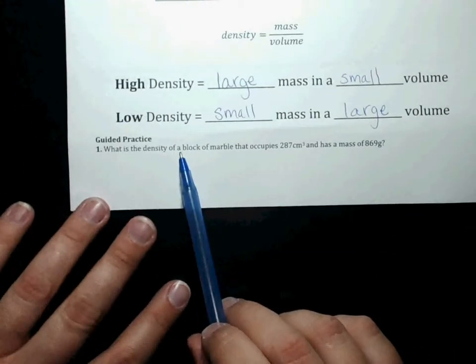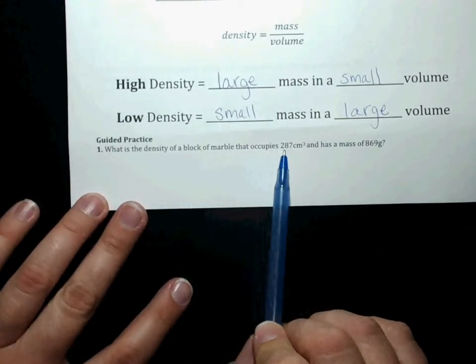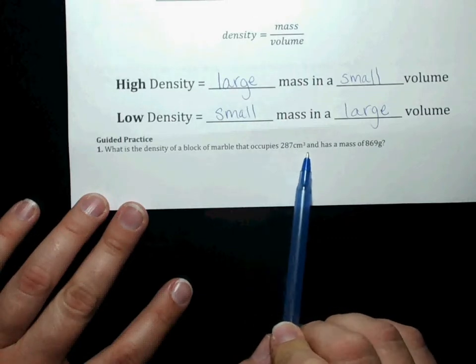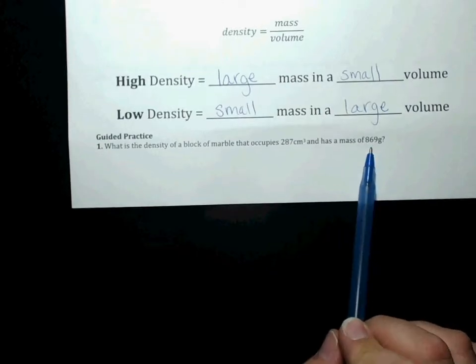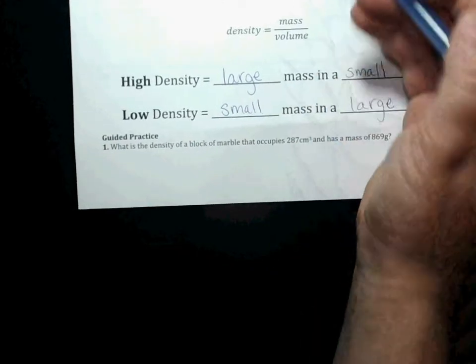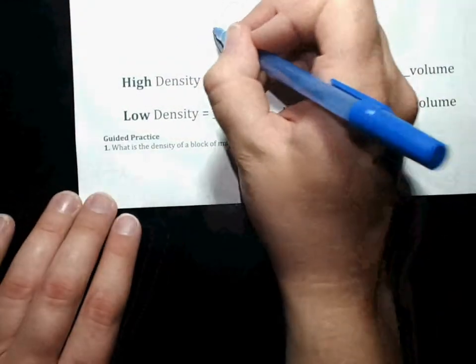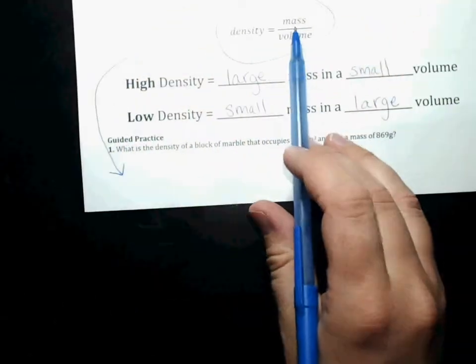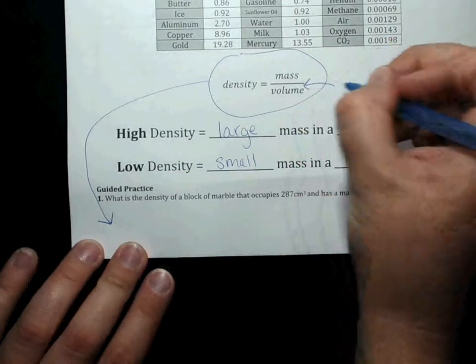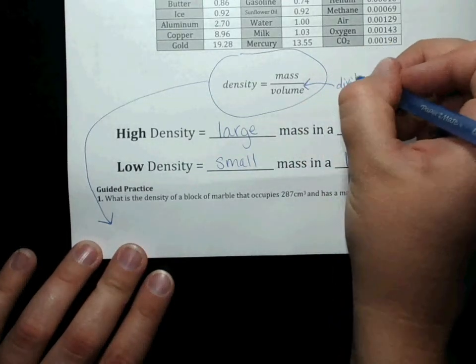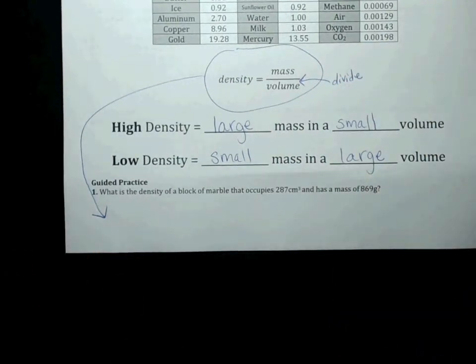So this asks, what is the density of a block of marble that occupies 287 cubic centimeters and has a mass of 869 grams? Well, to answer this question, we're going to need the density formula, which is right here. Density is mass divided by volume. Remember that this fraction bar tells you to divide. Density is mass divided by volume.